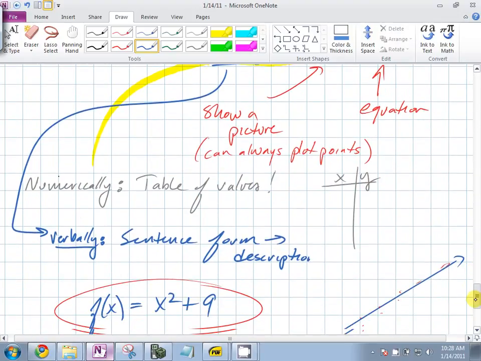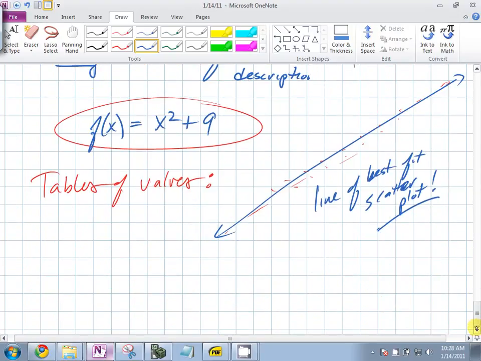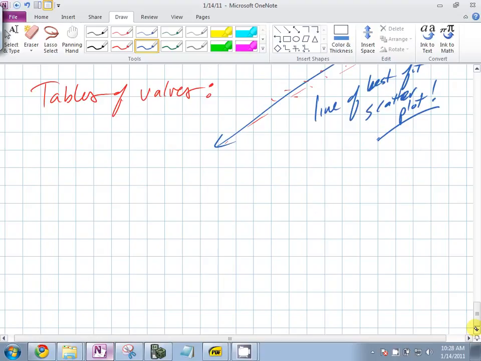I want to know what is the meaning of scatter plot. Scatter plot, we're going to talk about it later, but the idea is you might do an experiment and gather data, and you will graph the data, and it'll look like this. That is a scatter plot. And then from the scatter plot, you might come up with a line of best fit, or in this case, a parabola of best fit.